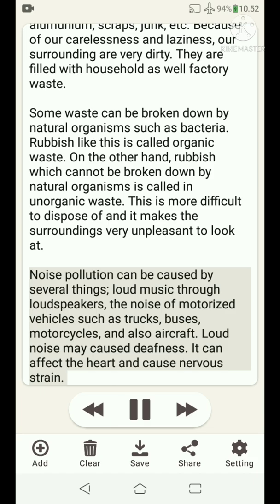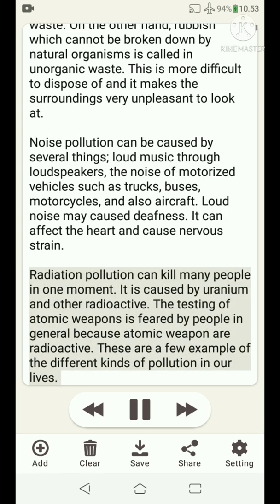Noise pollution can be caused by several things: loud music through loudspeakers, the noise of motorized vehicles such as trucks, buses, motorcycles, and also aircraft. Loud noise may cause deafness. It can affect the heart and cause nervous strain.